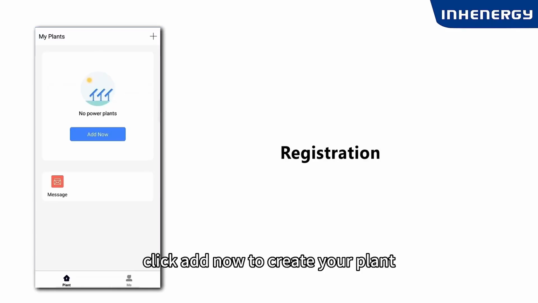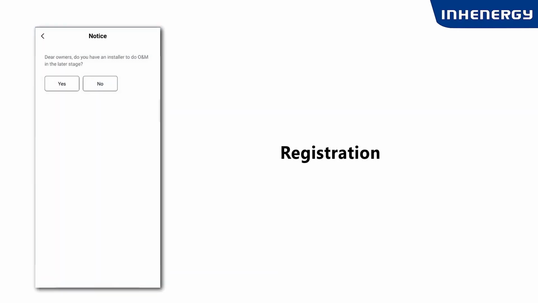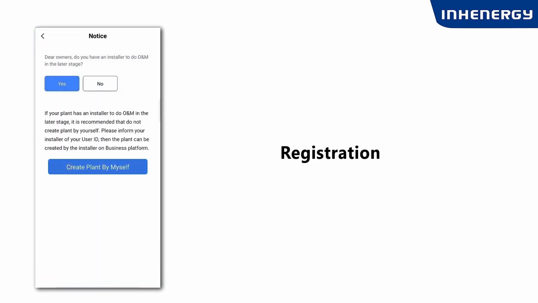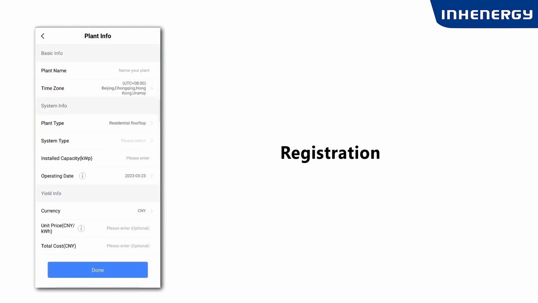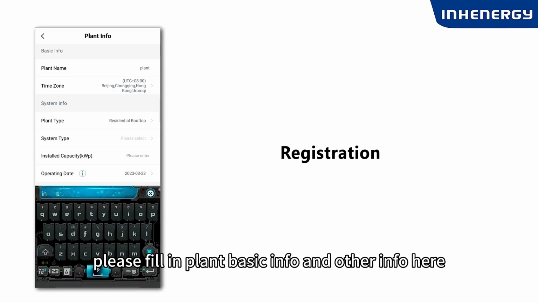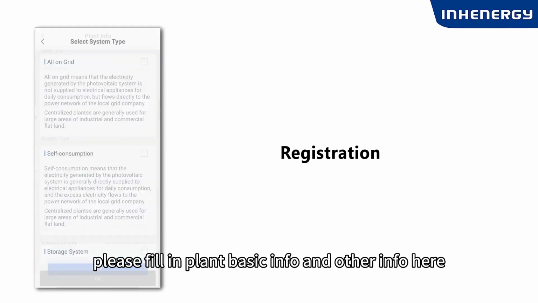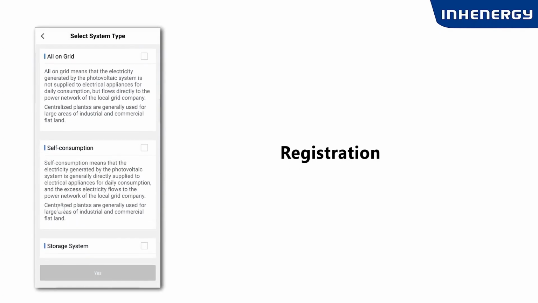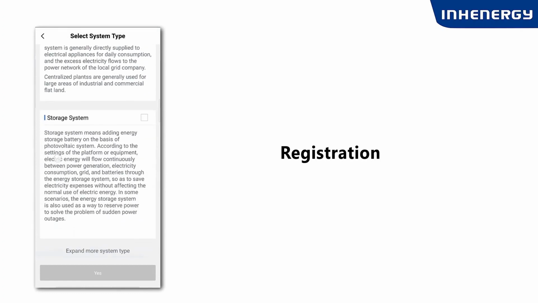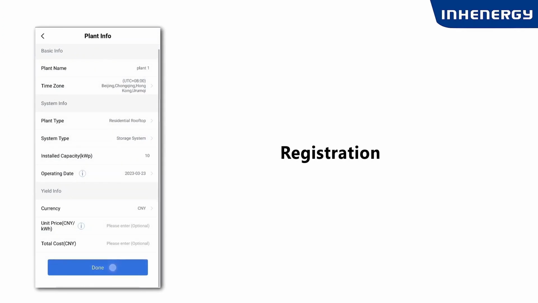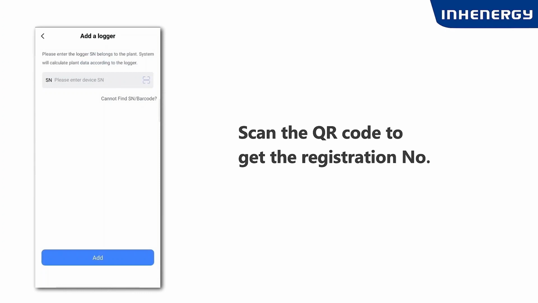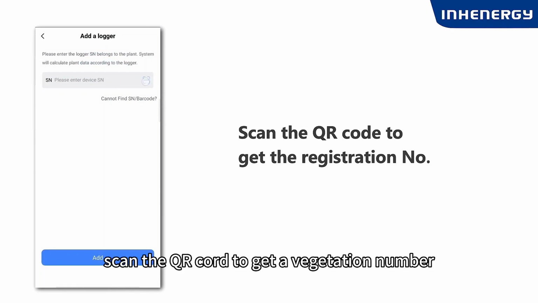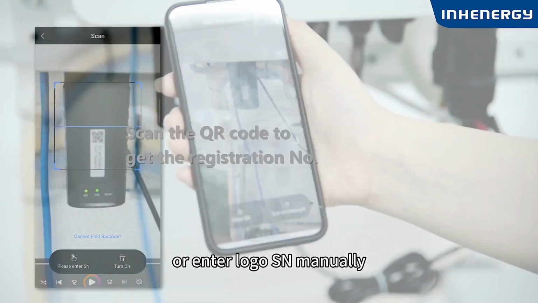Click Add Now to create your plant. Please fill in plant basic info and other info here. Scan the QR code to get the registration number or enter login manually.